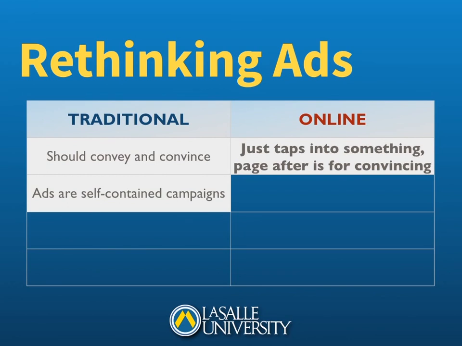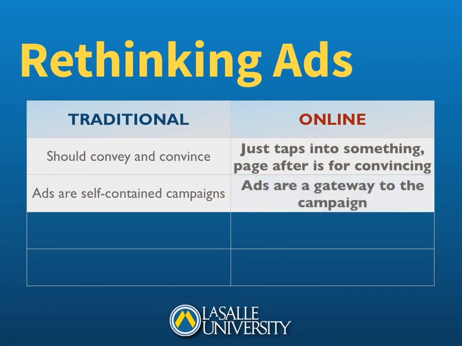Also, ads are self-contained campaigns in the traditional sense. So if you see a newspaper ad, it has to be self-contained. There's no real other reference point beyond that, so it needs to address everything in one shot. An online ad, however, is really the gateway to the campaign. So once again, that experience after you click on it. So that's definitely a way that online ads differ from traditional ads.